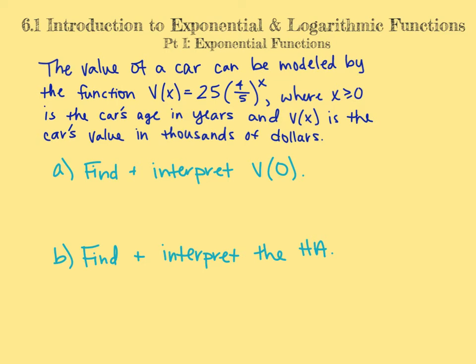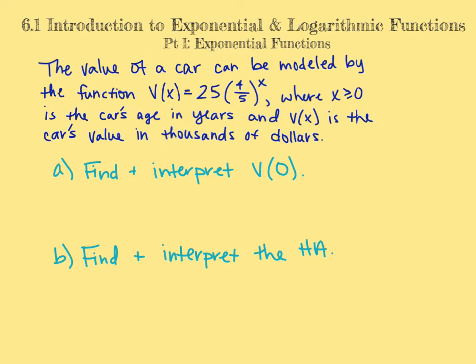So if you buy a brand new car, the moment you drive it off the lot, it actually loses a lot of value. So any car over time is obviously going to decrease in value. If we note, we have this exponential function here that models the car's value based on its age in years, x. And since our b value is less than 1, it's 4/5, that means it's going to be a decay over time. It's going to go down. So the first thing we want to do is find and interpret v of 0.